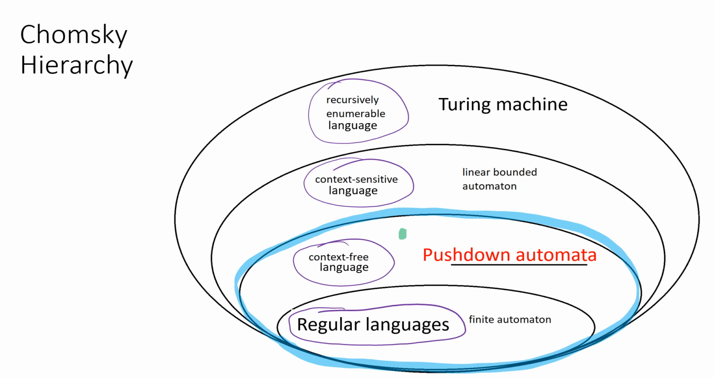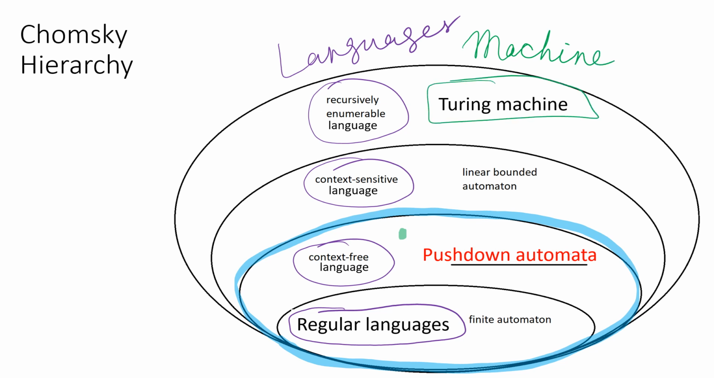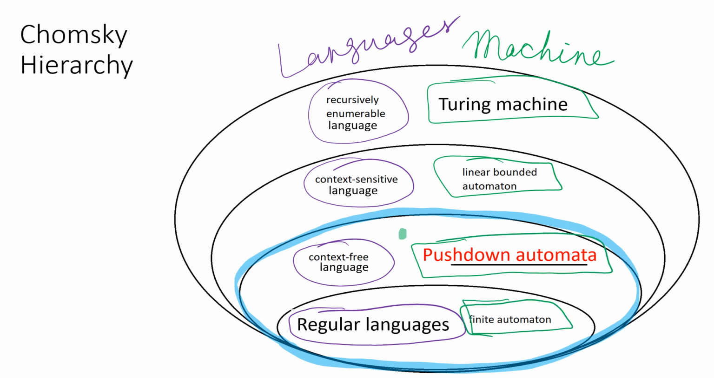And each one of those, so these are the languages, each one of those has a sort of machine that recognizes it. So a recursively enumerable language has a Turing machine to recognize it. A context-sensitive language has linear bounded automata to recognize it. Context-free languages have push-down automata to recognize them. And as we've talked about before, regular languages have finite automata to recognize them. And so today, what we're going to be talking about is context-free languages and grammars, and then push-down automata. So we are living right here.